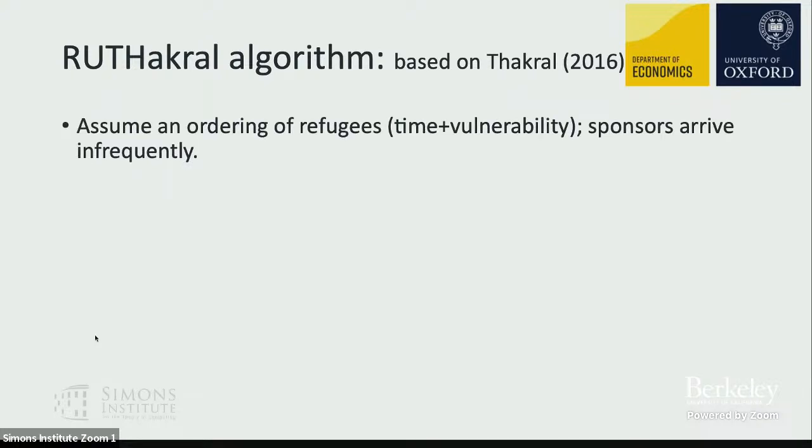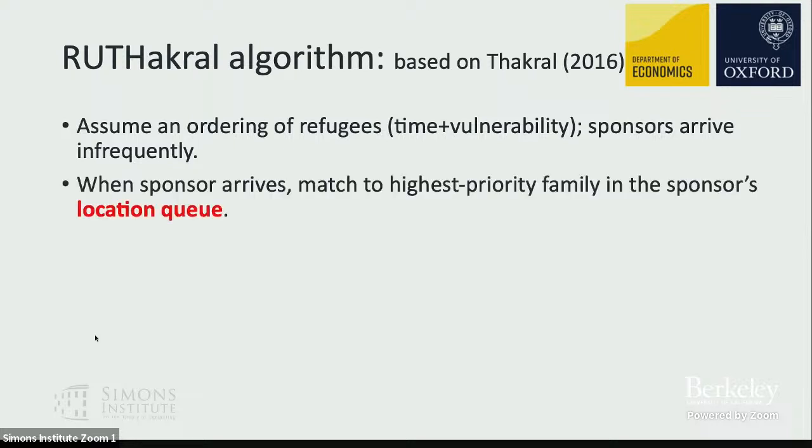So we have all refugees ordered in a queue. There's a lot of them, right? And the sponsors are going to arrive infrequently. So the sponsor is going to come in, they're going to see this huge queue. And the question is, who are we going to match them to?